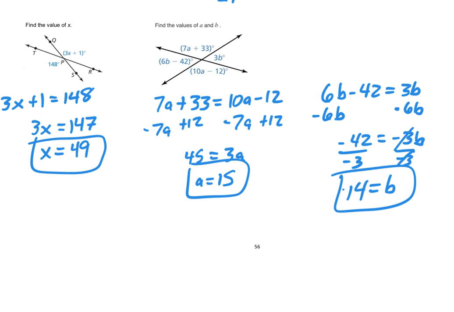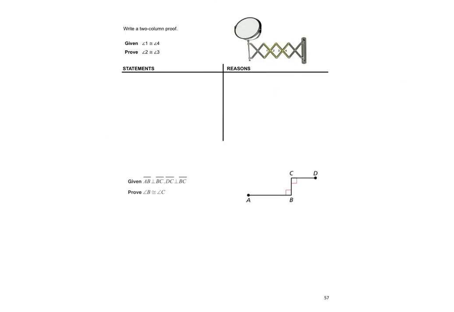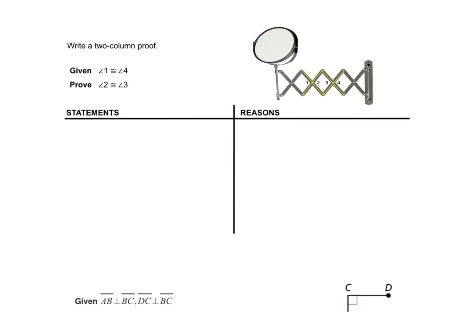So that's just solving some problems with vertical angles, finding missing values, finding missing angles, that kind of thing. On the next page, we're going to use some of those theorems that we just talked about to write a proof. So we've got this picture, and we're trying to prove angle 1 is congruent to angle 4. Oh, sorry. We're trying to prove angle 2 is congruent to angle 3.